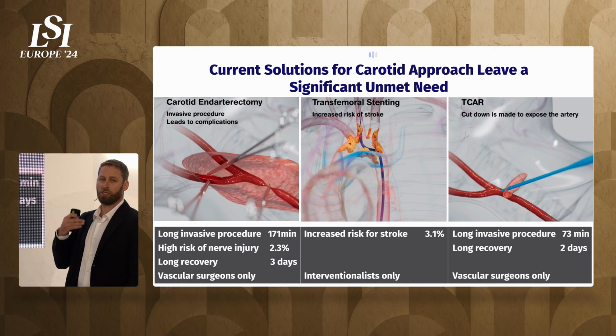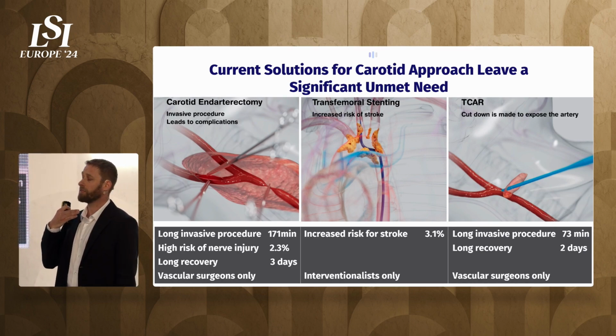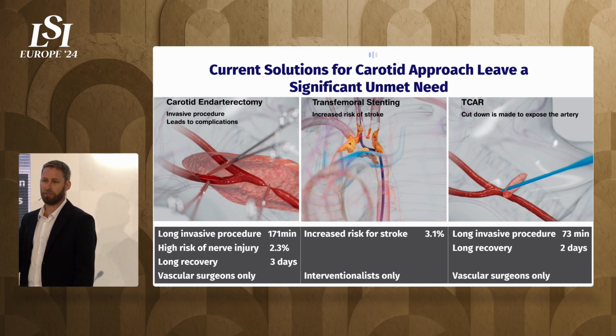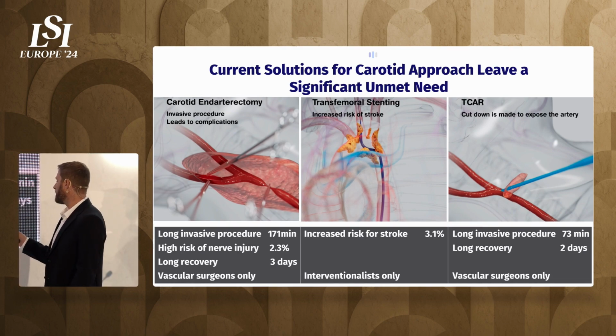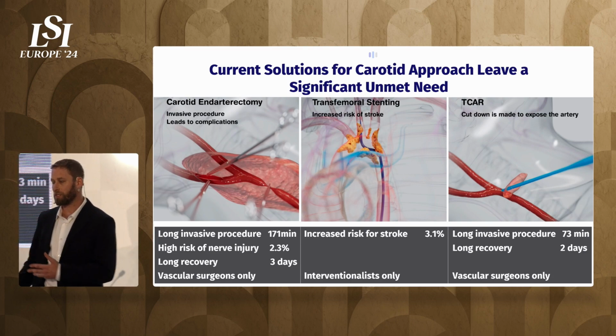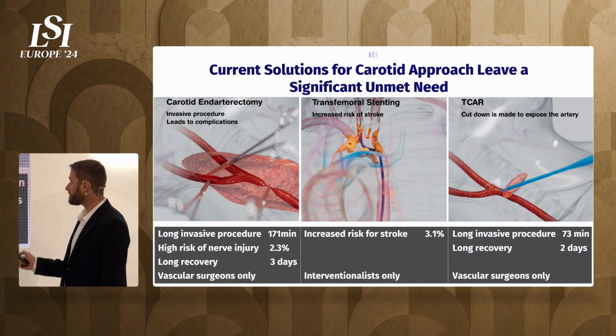The third alternative is TCAR, a kind of combination between the two approaches. A smaller incision compared to the CEA is made just above the clavicle, the artery is exposed, a catheter is inserted, and then a stent is placed. This is still a relatively long procedure and still needs quite a lot of hospitalization time due to the incision that is made.